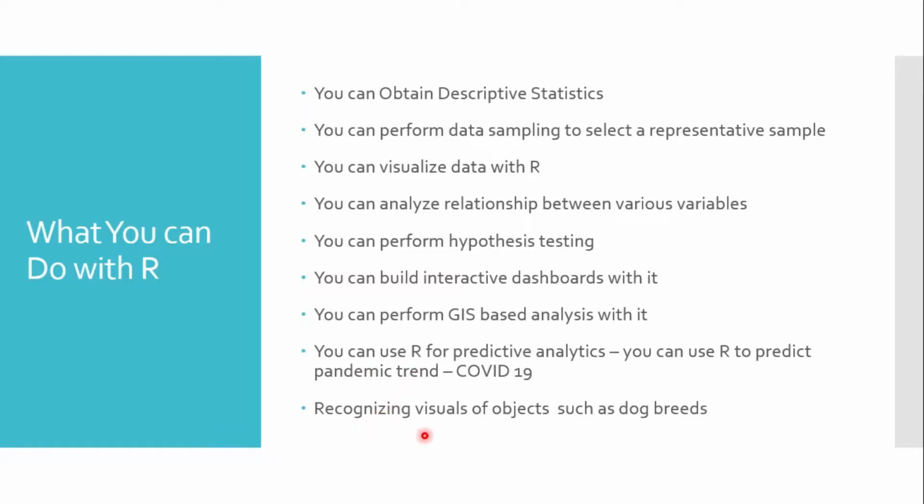And you can use R to recognize visual objects. Suppose you have a photo of a dog and you want to know which breed it is, you can just put some code on that photo, and R is going to tell you which breed this dog belongs to.